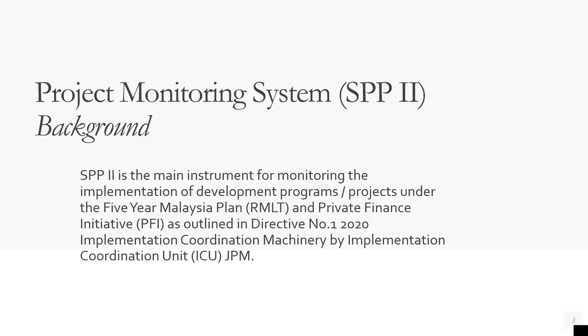Background of SPP2. SPP2 is the key instrument for tracking the execution of the Malaysia 5 Years Plan (RMLT) and Private Finance Initiative (PFI) development program project as outlined in Directorship of Number 1 2020 Implementation Coordination Machinery by Implementation Coordination Unit (ICU) of JPM.